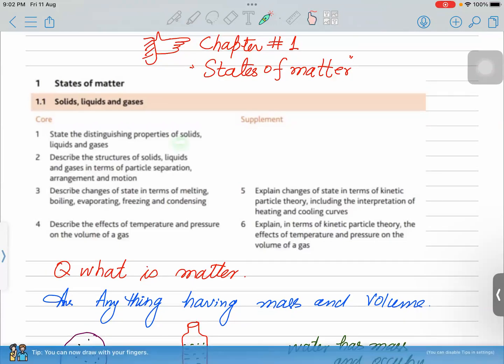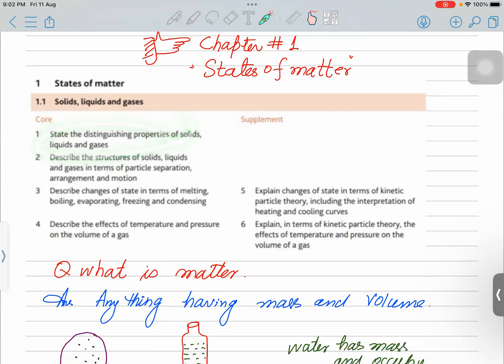Properties of solid, liquid, and gas, right? So we have discussed the properties of solid, liquid, and gas. Then we described the structure of solid, liquid, and gases in terms of particle separation and arrangement of motion, right? We have discussed this one. Then we described changes of states in terms of melting, boiling, evaporating, freezing, and condensing. We have discussed this one also.